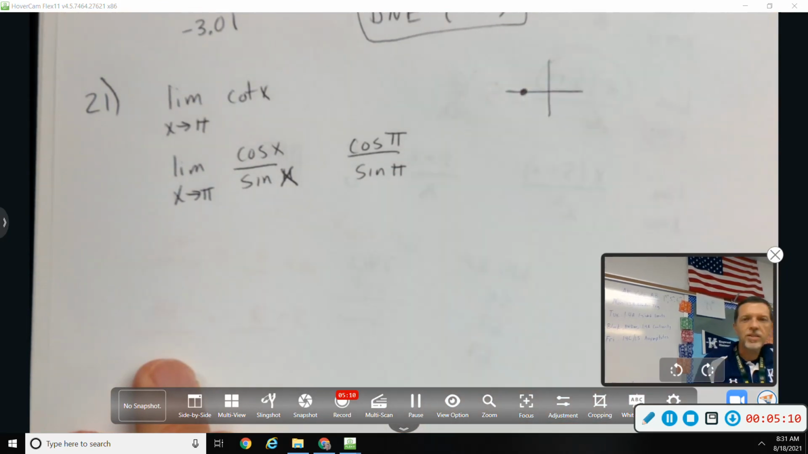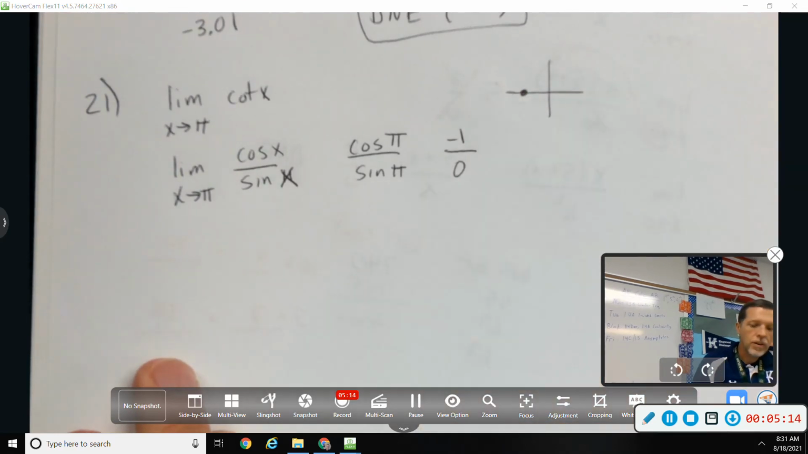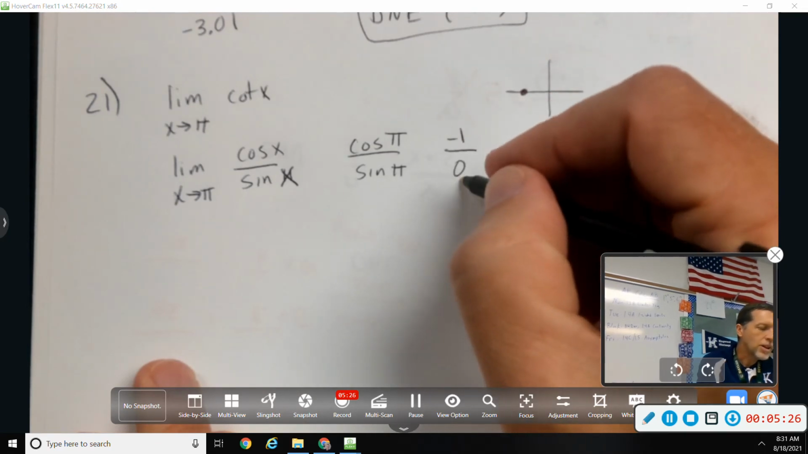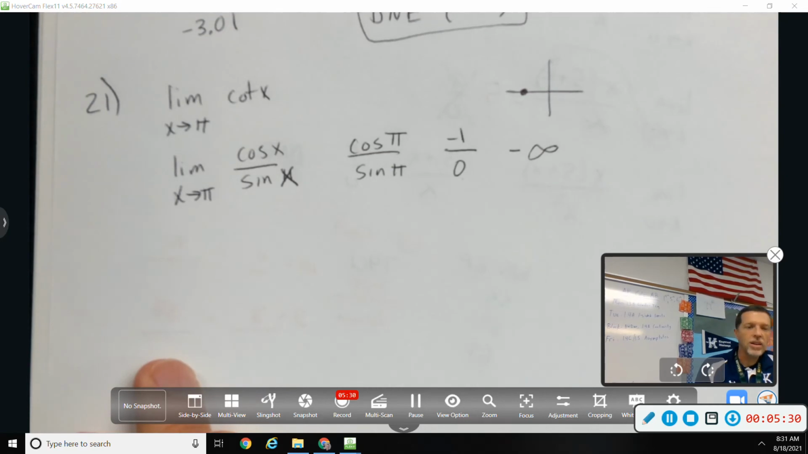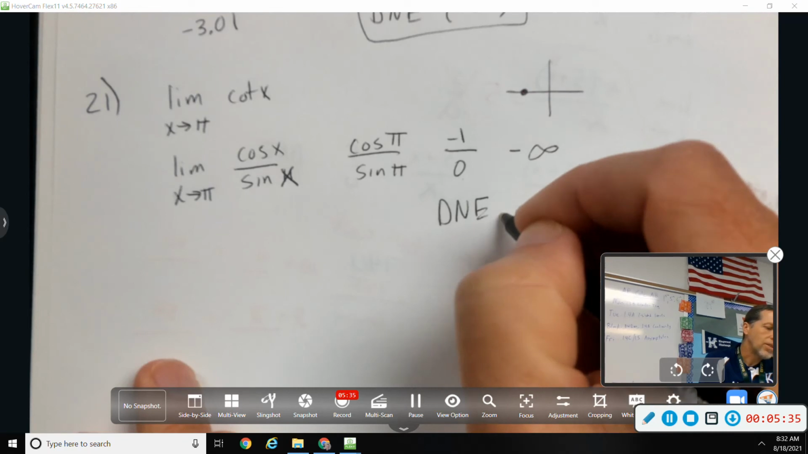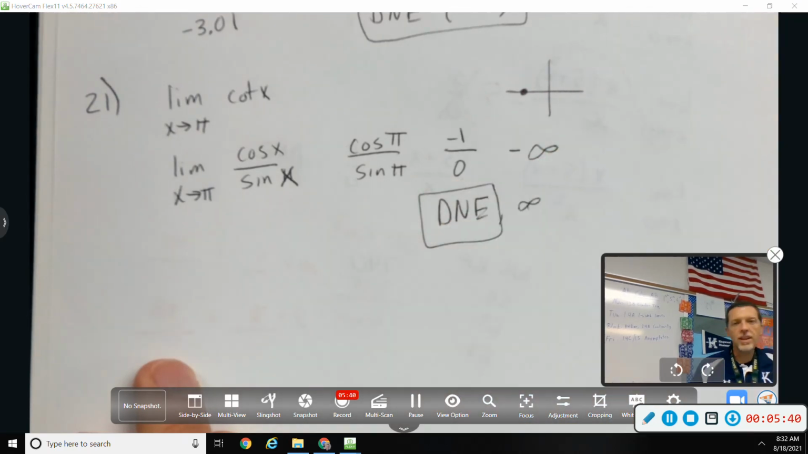Let's see, pi is over there, so cosine is -1. Sine is 0. And there's a 0 in the bottom, but there's not a 0 in the top, so that's not fixable. Like, I'm stuck. And so that's going to be infinity. -1 divided by a really small number is infinity. And actually, I guess negative infinity to be more precise. But either way, this is a D and E because it heads to infinity. D and E is the answer. The reason is infinity.